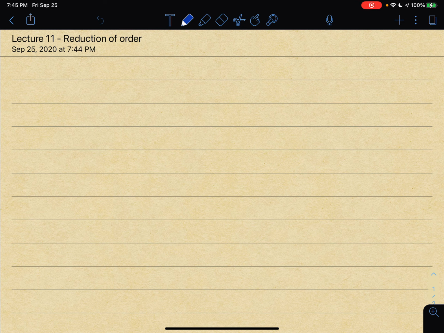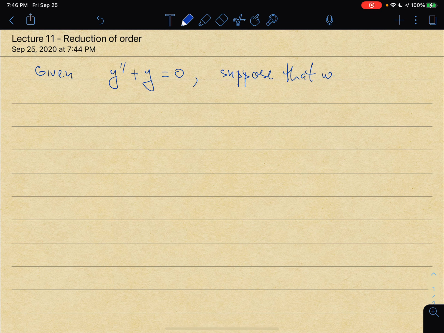Let's suppose that we're given an equation, y double prime plus y equal to 0. Suppose that we know that y1 equal to cosine of x is a solution of this equation.